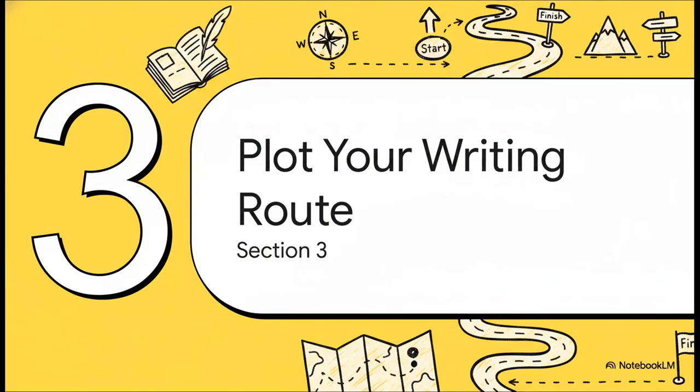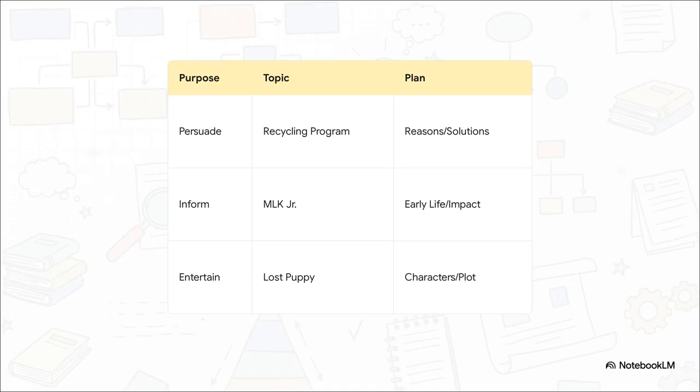Plotting your writing route. Okay, it's time to put all of this theory into practice. Let's look at some real-world writing routes. Notice how perfectly the topic and the plan match the purpose here. If your purpose is to persuade your classmates, well, your topic might be starting a school recycling program. Your plan? You'd need reasons, solid evidence, and practical solutions to convince them.